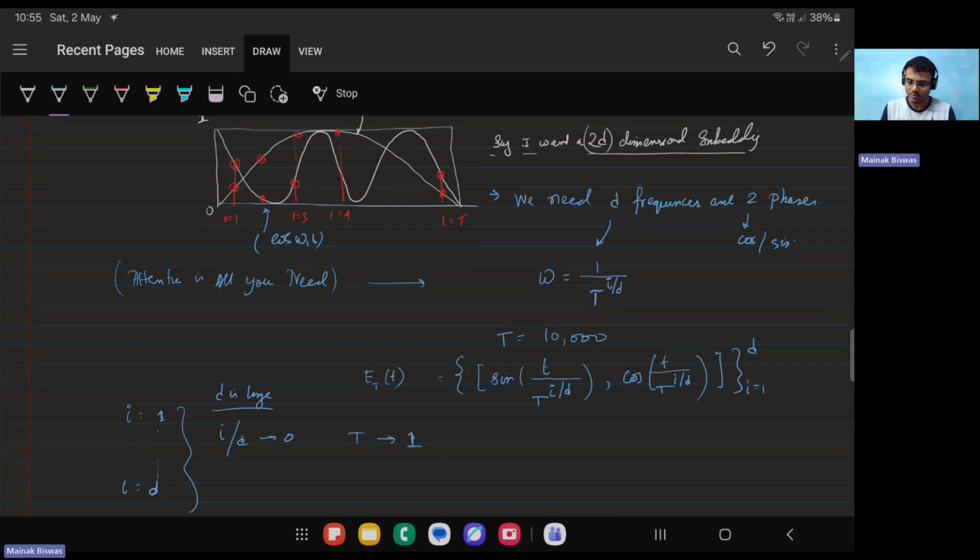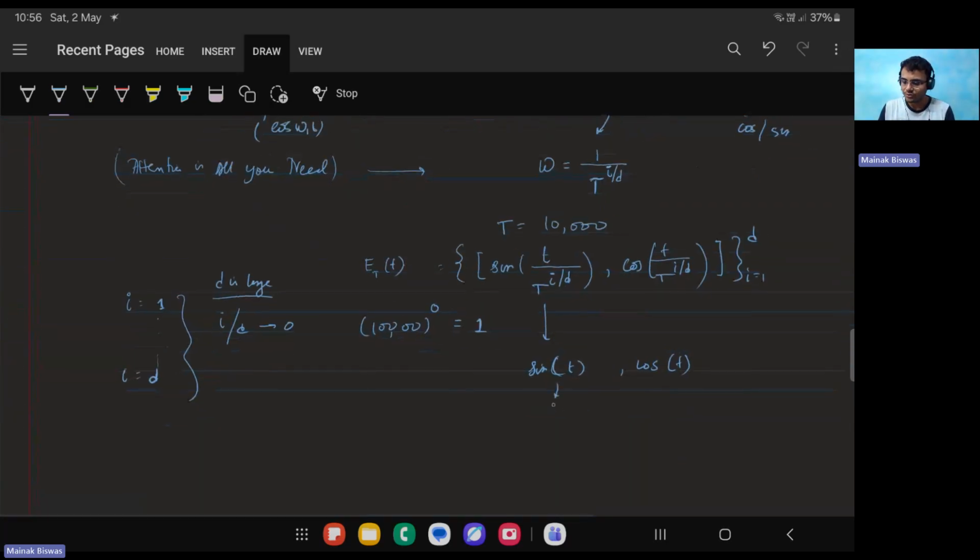So T to the power 0, where T is a finite number, goes to 1. So you look at these values. These end up becoming sine t and cos t, with t ranging from 0 to 2 pi. So this is our time period. The time period of the waves of these embeddings is 0 to 2 pi.